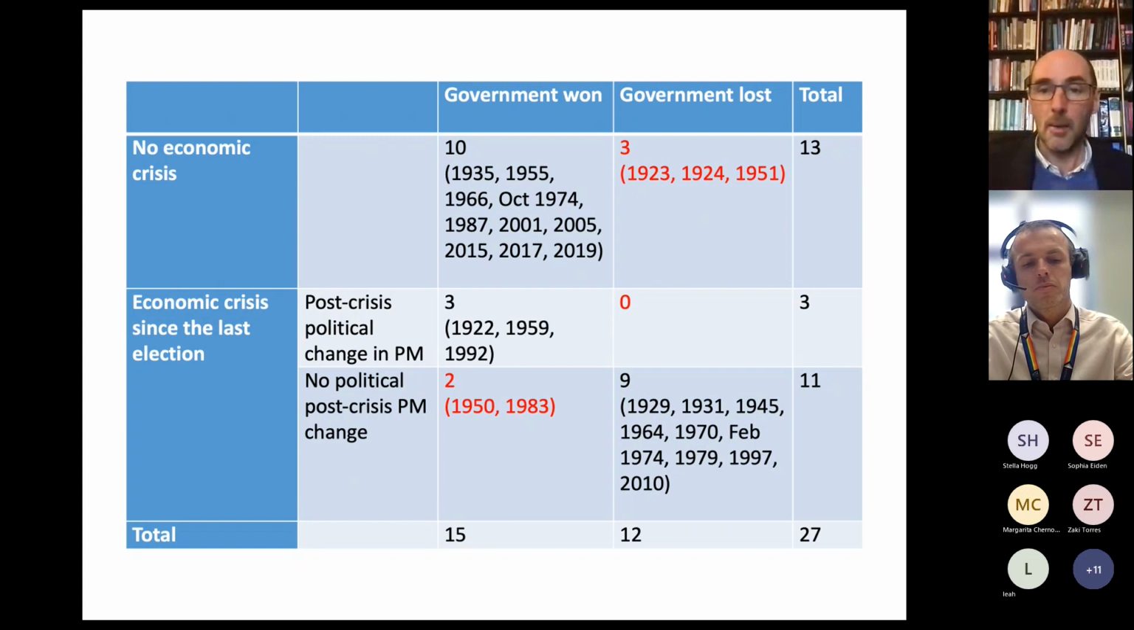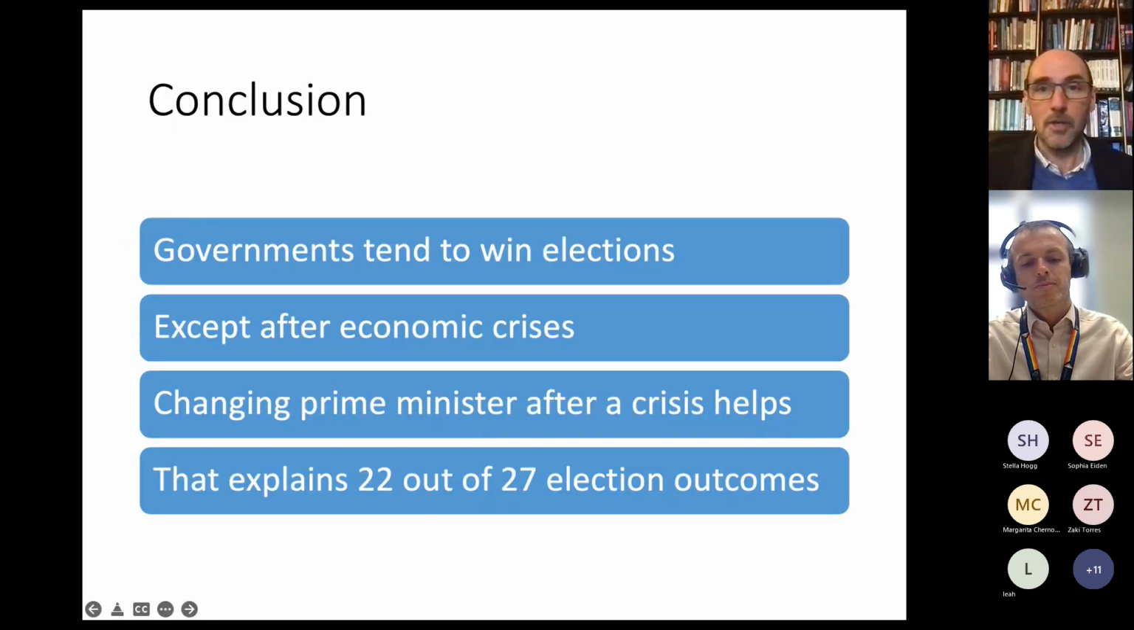And yes, again, you might say that the crisis was after Callaghan came to power, and particularly the winter of discontent was after Callaghan came to power. So just to summarize all that, we have governments tending to win elections, except after economic crisis, but changing a prime minister after a crisis can help. And that altogether explains 22 out of 27 election outcomes.